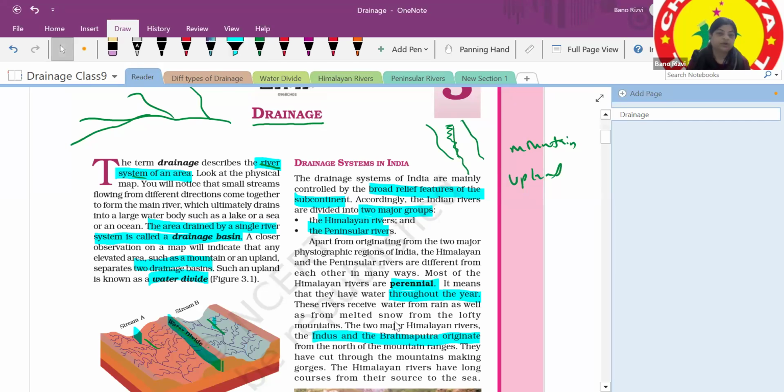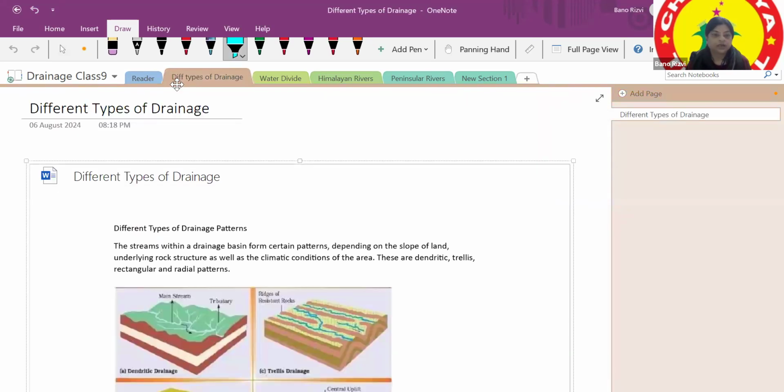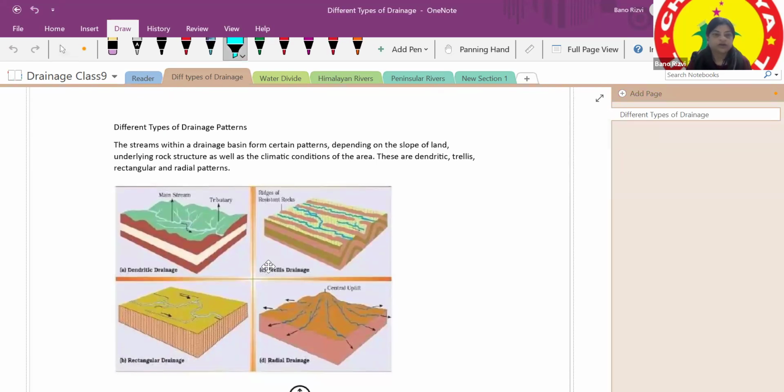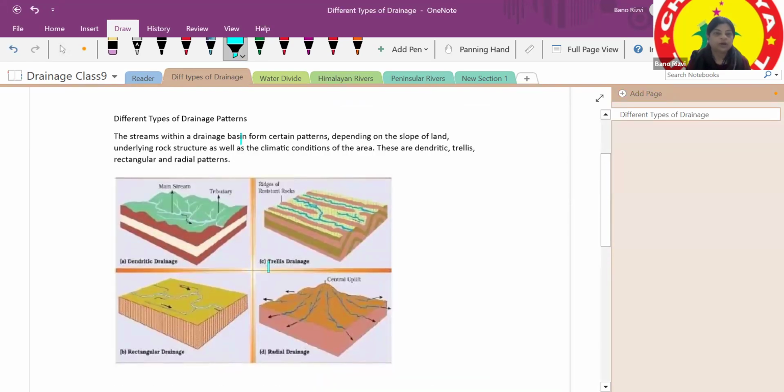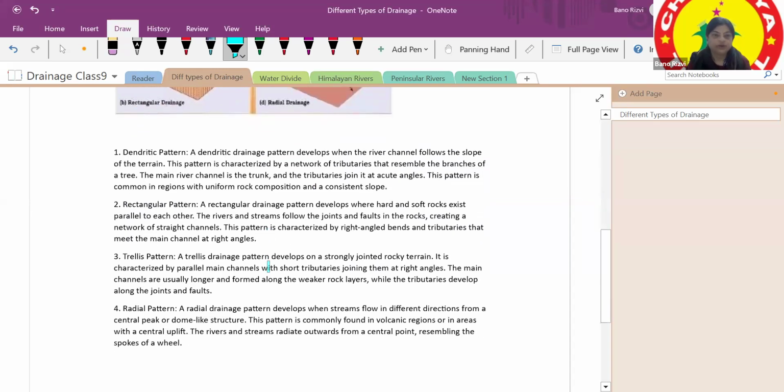Okay, now we studied the drainage system of India. So there are at least four types of drainage patterns in India. The streams within a drainage basin form a certain pattern depending upon the slope, the underlying rock structure, as well as climatic conditions of the area. So these are dendritic, trellis, rectangular and radial patterns, the drainage patterns that we have. We are not going to study in very much detail, we are going to study a little. I hope you all have read.